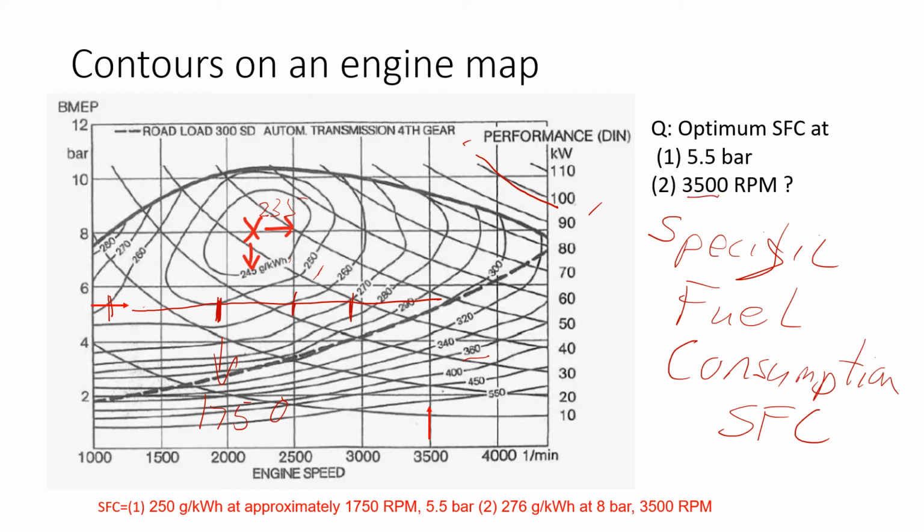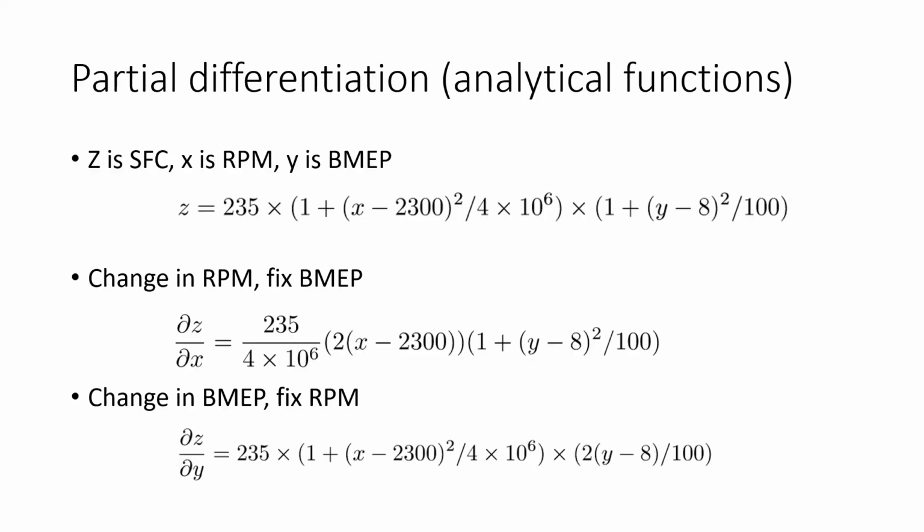Now suppose I would now fix my speed at 3,500 RPM. What's the best operating condition? Not down here, that's about 400 RPM, 290, 280, 280 again. It's about here between the 270 and the 280 contour. So this is my best operating condition, 8 bar, and I'm using 276 grams of petrol per kilowatt hour of work.